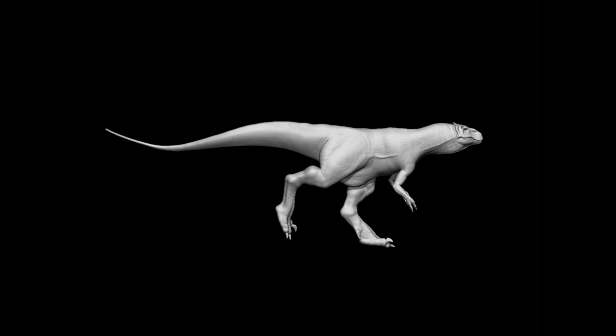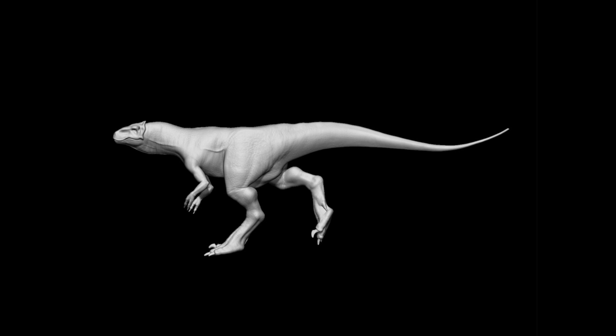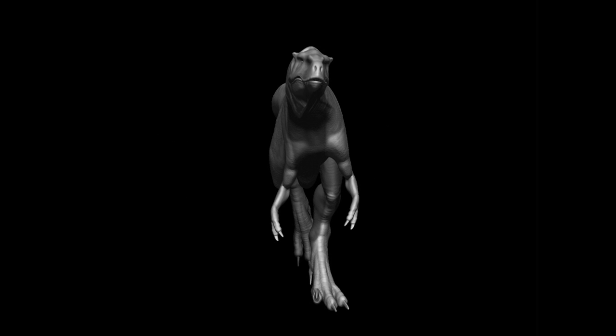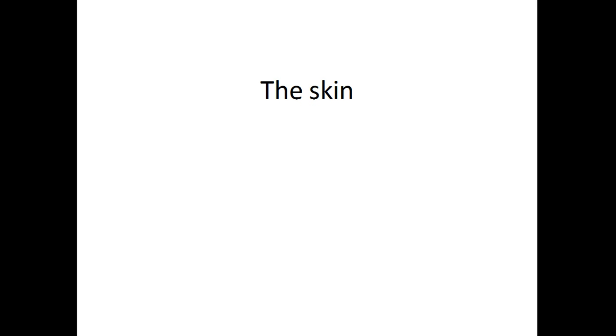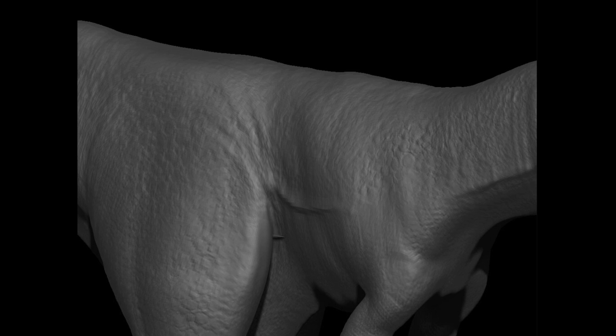And then this is my high poly. Then a closer view of the skin of my dinosaur. And about that, I have to say that the skin of my dinosaur is quite flat.